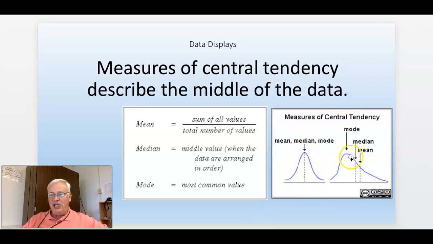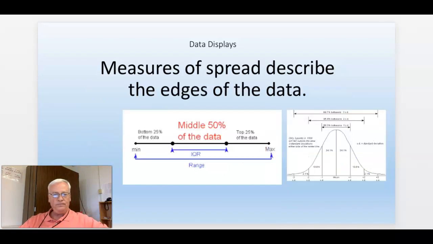All right, but if it's skewed like this, okay, the mode is always the one that occurs the most often. The median is the data point in the middle when you list them in order. And the mean is a calculation of the average. Okay, you add up all the values and divide by the number of values. Guys, measures of spread describe then the edges of the data. All right? Not the middle part, but how does it spread out? All right, measures of spread.